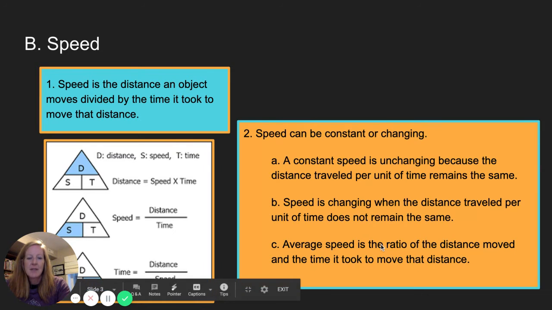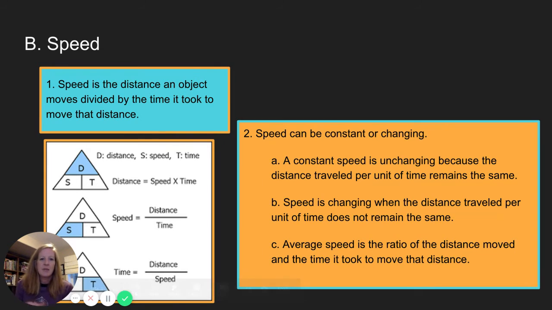Okay, and then average speed is just the ratio of the distance moved and the time it took to move that distance. So you might think about that in terms of, like, if you're a runner and you go out for a run. When you go out on that run, you're not always going the exact same speed, right? So maybe you start strong and then you kind of slow down as you're going along. Or maybe you're the other way around, where you run at a relatively constant speed and then you pick it up that last mile or maybe just a few hundred feet.